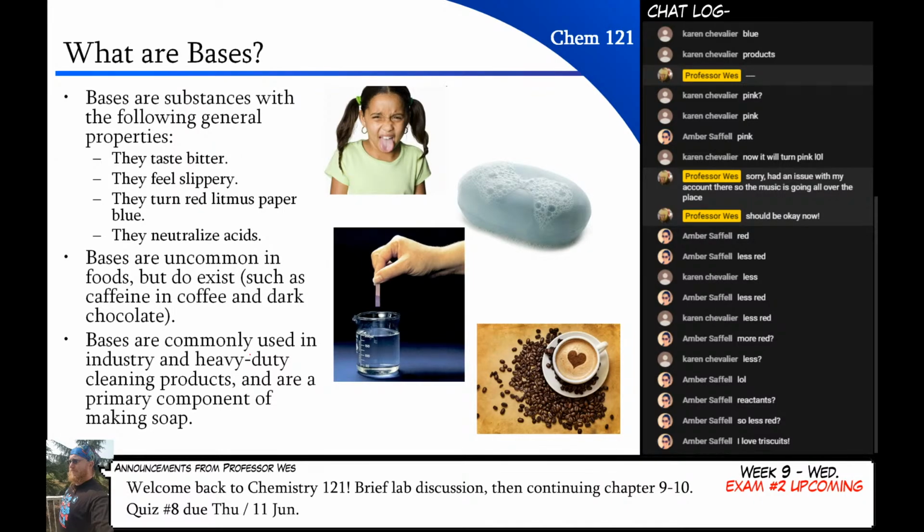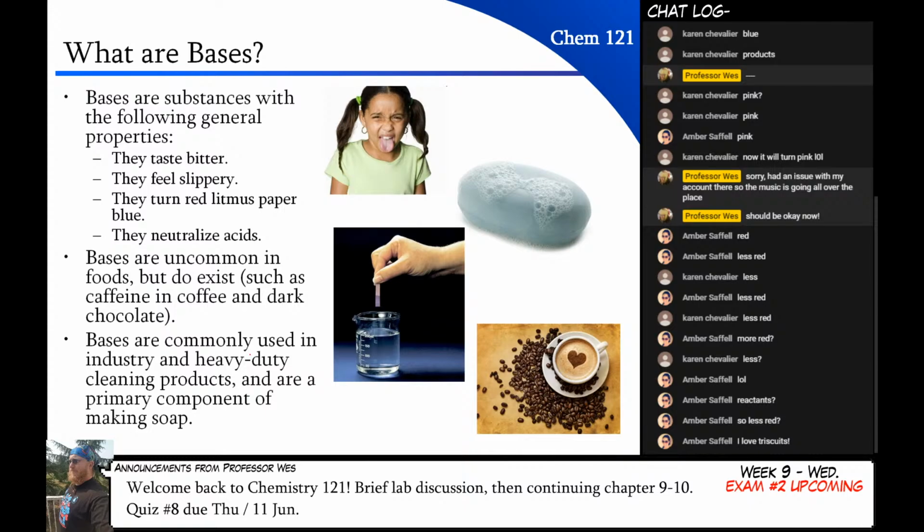Most commonly, we see bases as cleaning products. So oven cleaner is a very common base. Lye is a very common base. Lye is actually used to make soap, for instance. You take animal fat and lye and you get soap. Yep, the soap that you've been using is animal fat, by the way. Sorry to surprise you all, if you didn't know that.